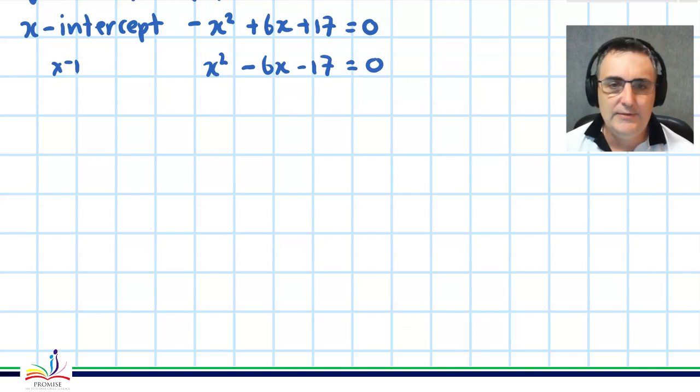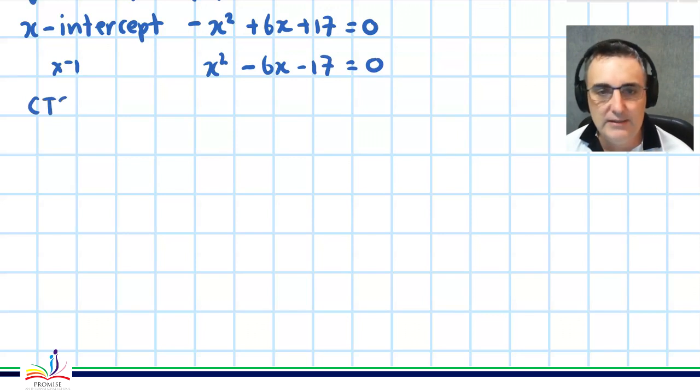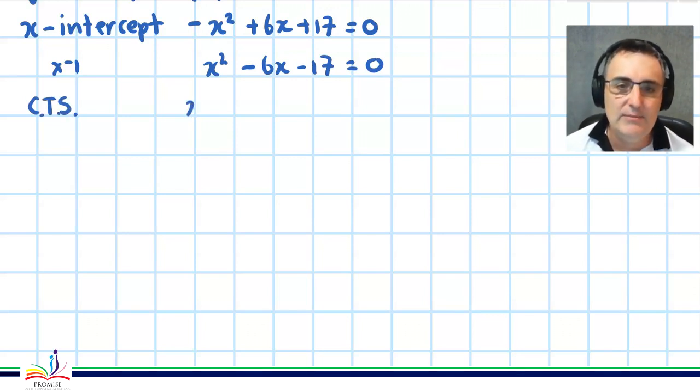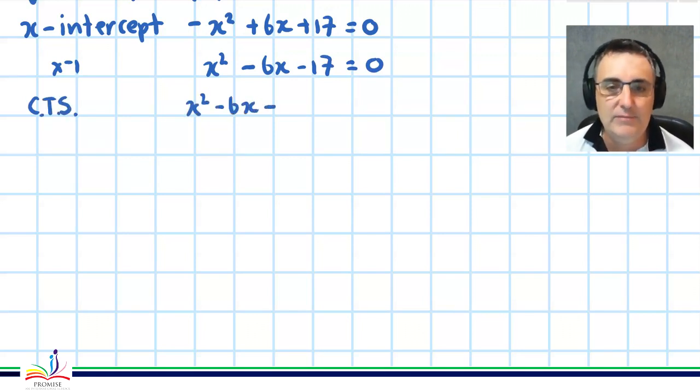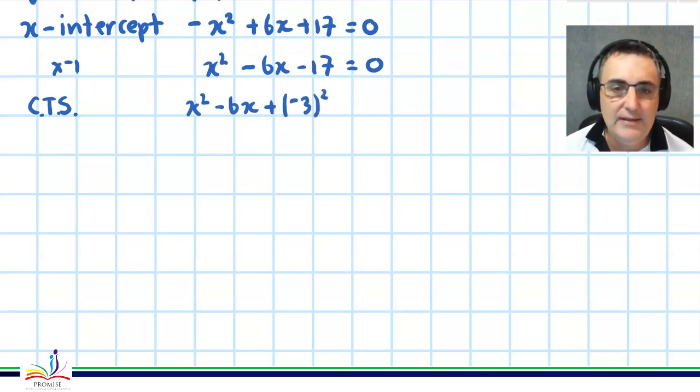And to do that, we need the a term to be 1. Well, it is 1. That's very handy. We made it 1. And we're going to take half of the b term, square it, add it on, and subtract it. I like to write it like this: x squared minus 6x plus, in brackets, half of b, -3 squared. Of course, we're adding 9 there. We need to subtract 9, so it's -9. And then minus the 17, which was already there, which equals 0 still.